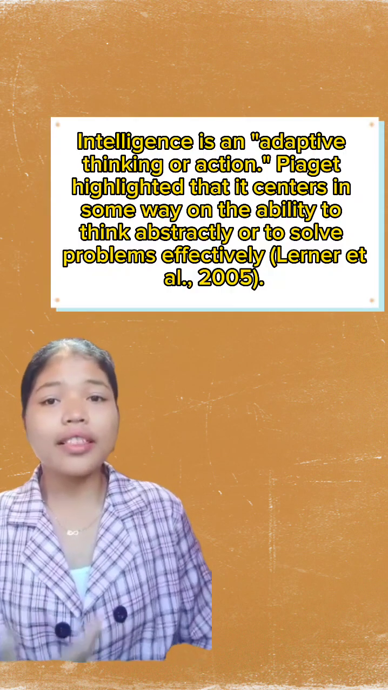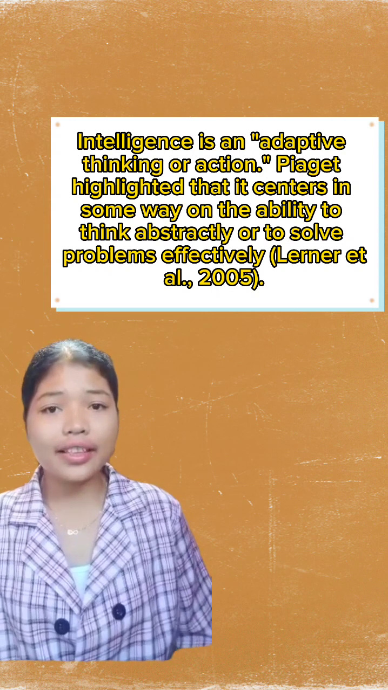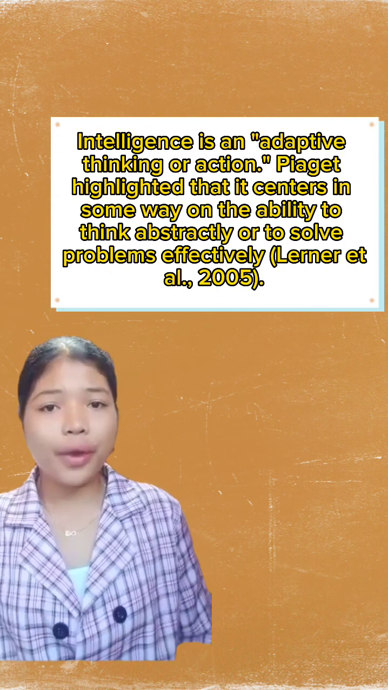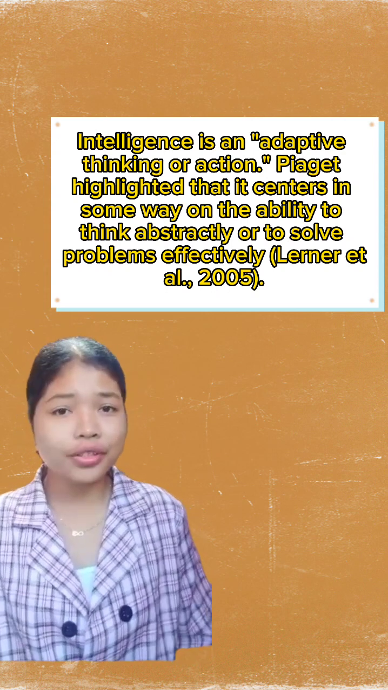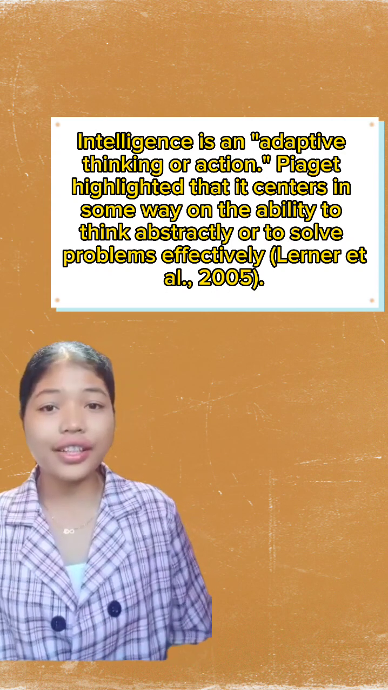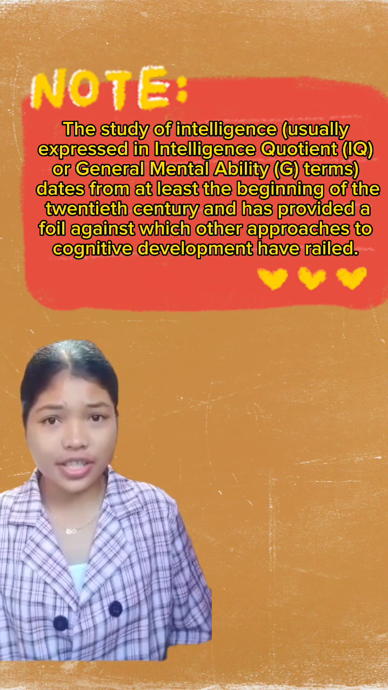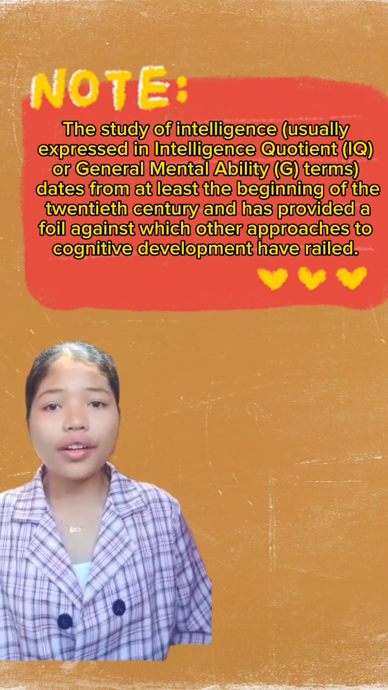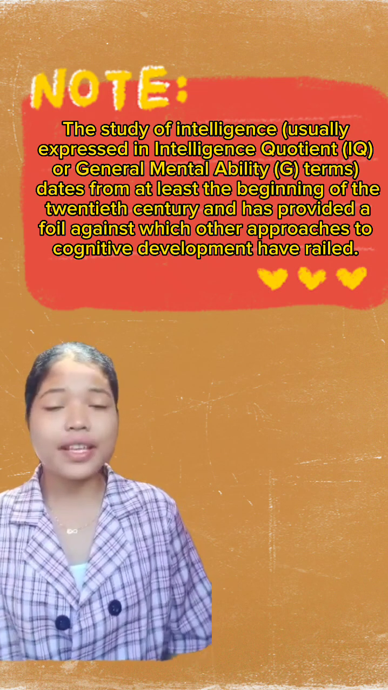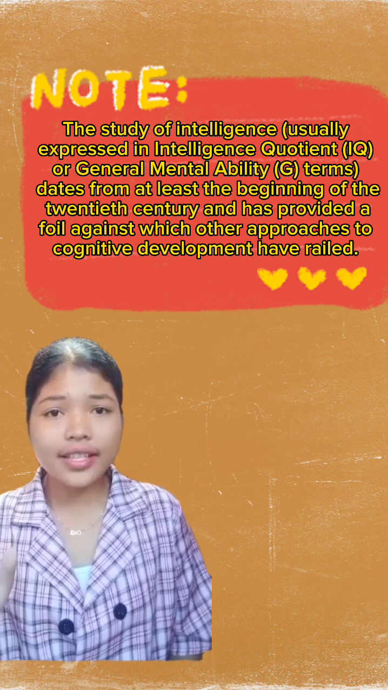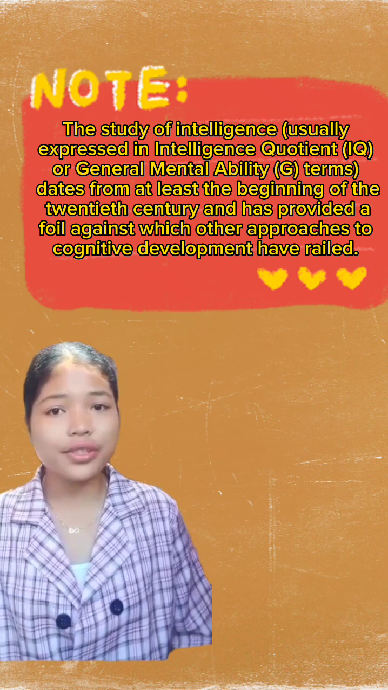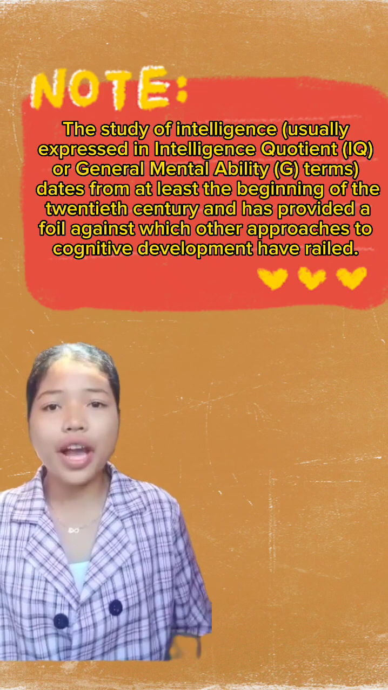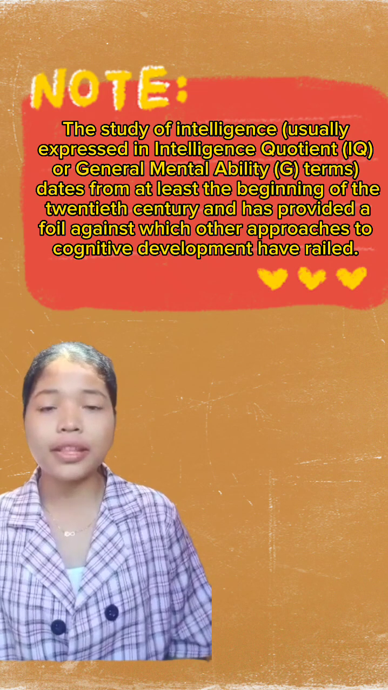Intelligence is an adaptive thinking or action, highlighted in some way by the ability to think abstractly or to solve problems effectively (Lerner et al., 2005). The study of intelligence is usually expressed in intelligence quotient, IQ, or general mental ability, G, terms. That dates from the beginning of the 20th century and provided the foil against which other approaches to cognitive development have to relate.